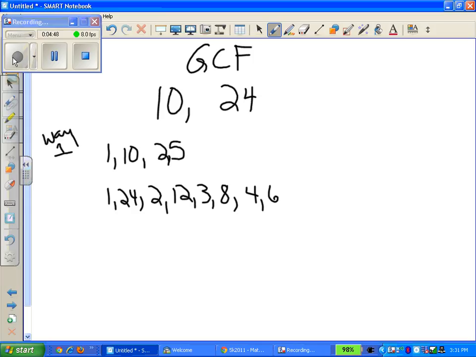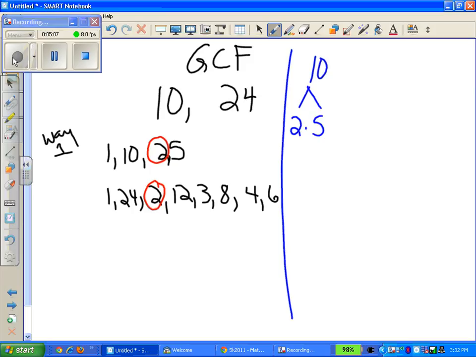The greatest factor that they have in common is the 2. So now let's break this down using prime factorization. And I'm going to use the board over here since I didn't use that much space over here. We'll take the number 10, 2 times 5. And those end up being prime numbers. Now 24. Let's break down 24. 4 times 6. 4 can be broken down into the two prime numbers of 2 times 2. And 6, 2 times 3.